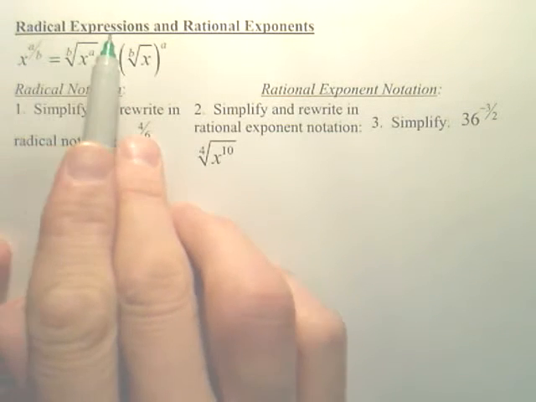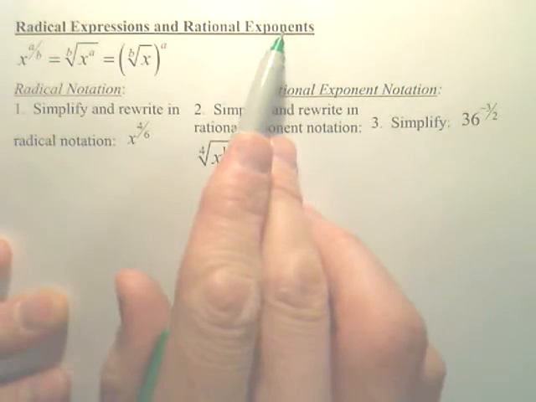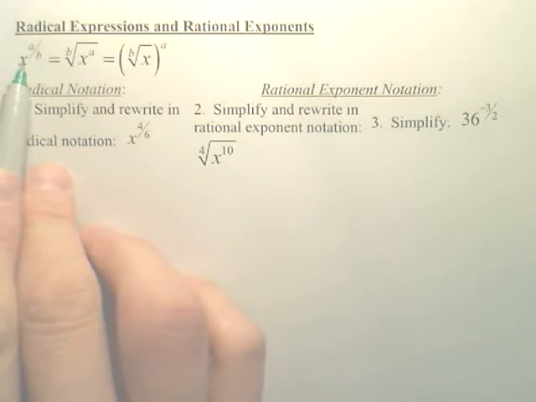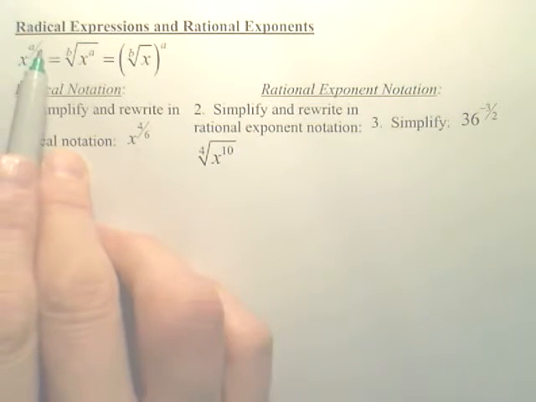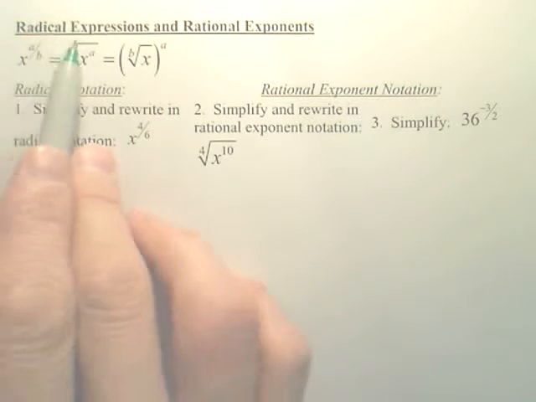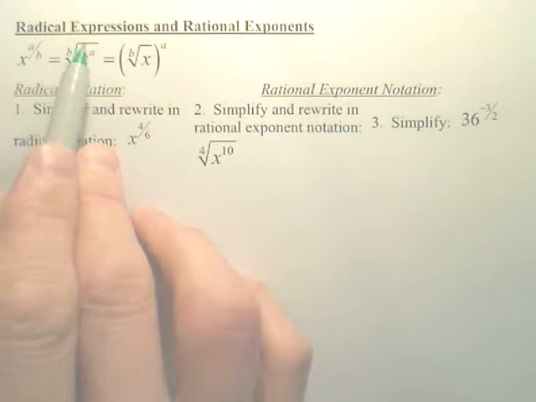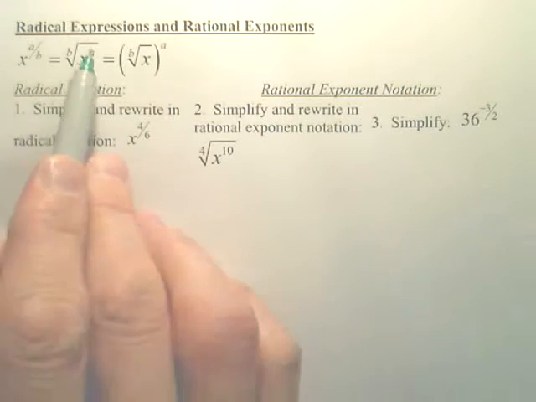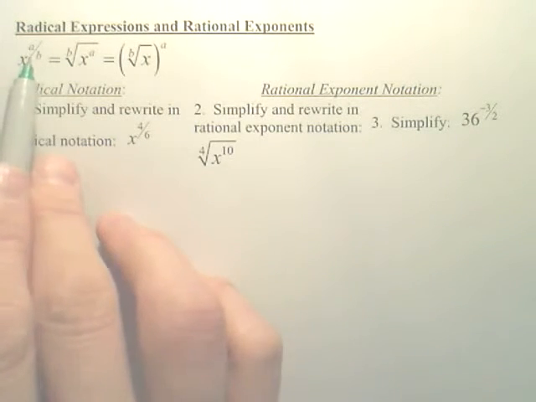Alright, radical expressions and rational exponents. This is a rational exponent. A rational exponent is a fraction exponent. Radical expressions are roots, square root looking. So these are radicals, these are rational exponents.